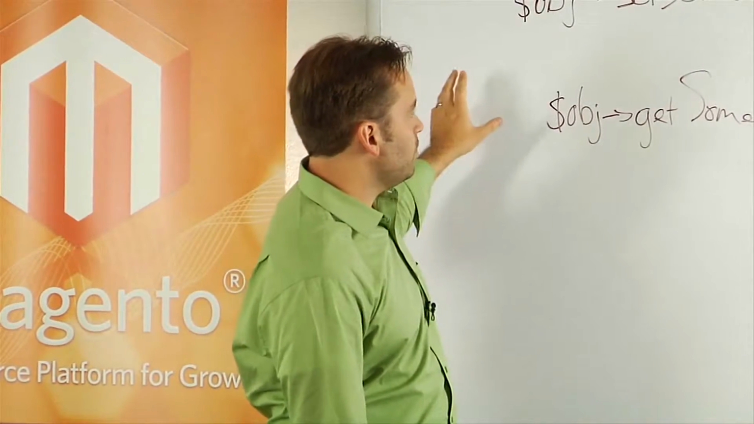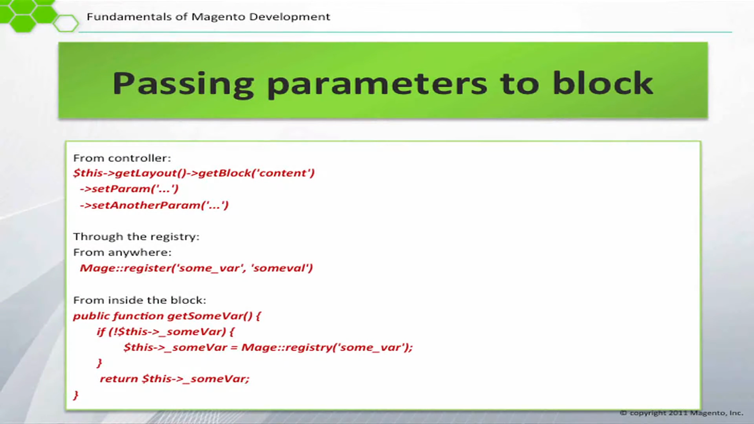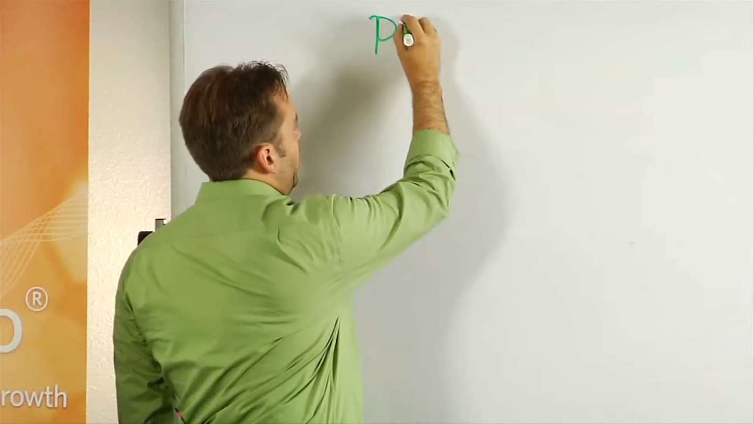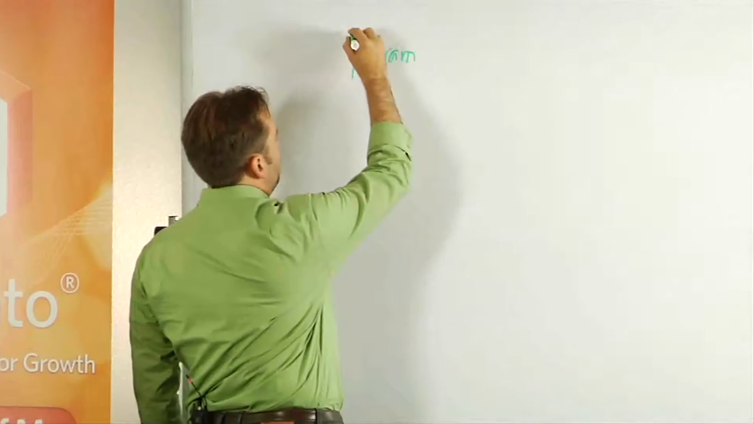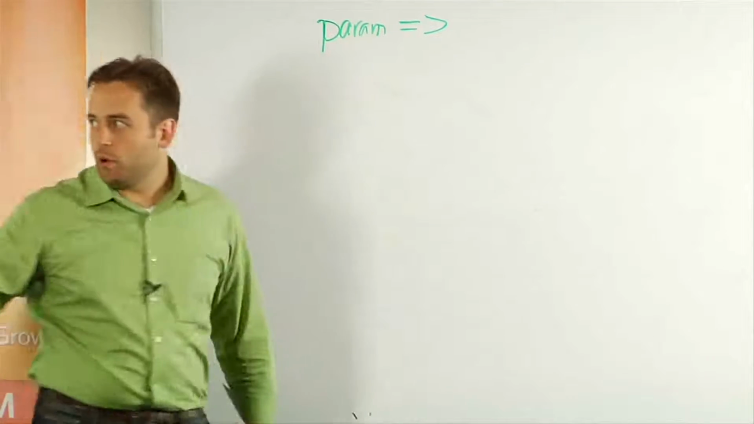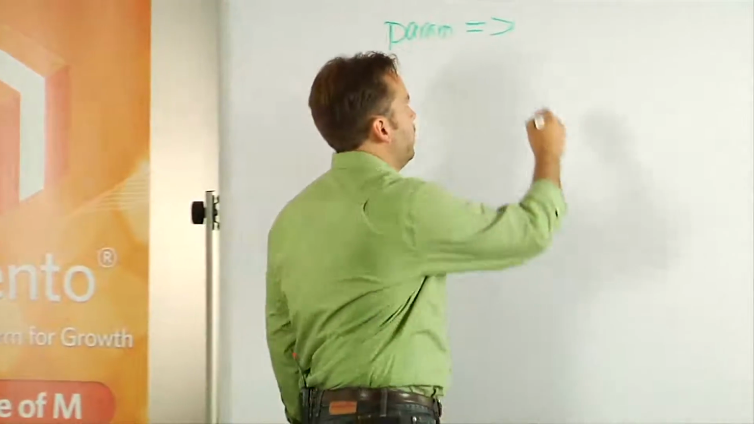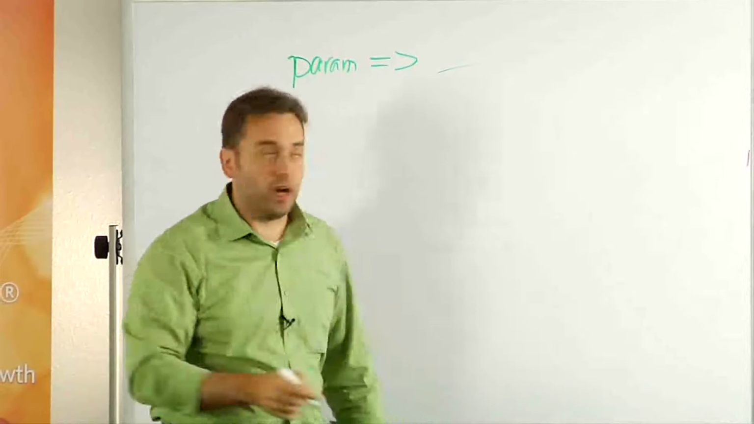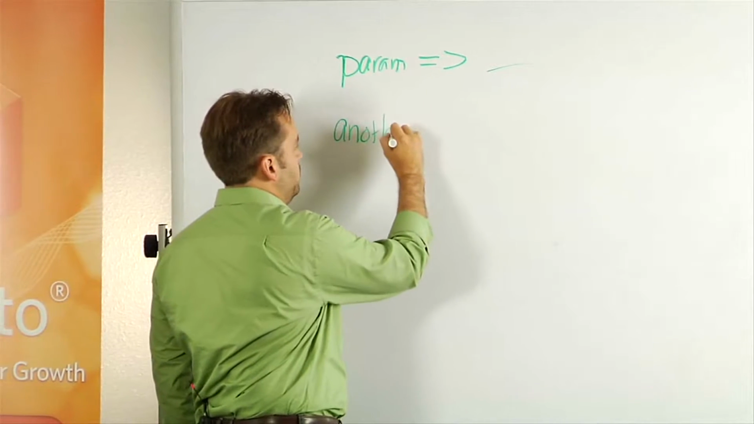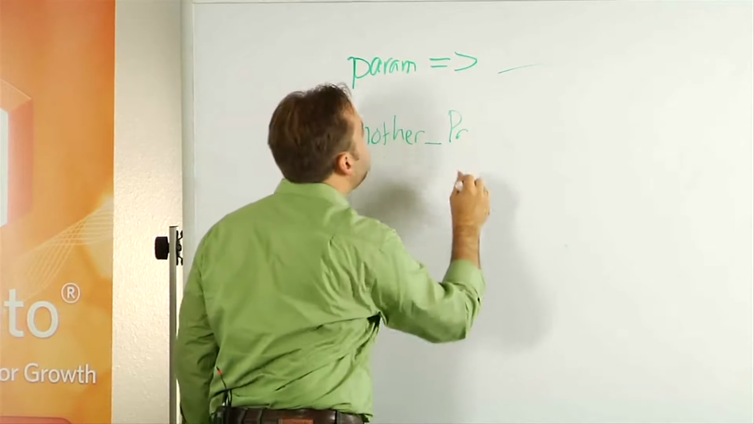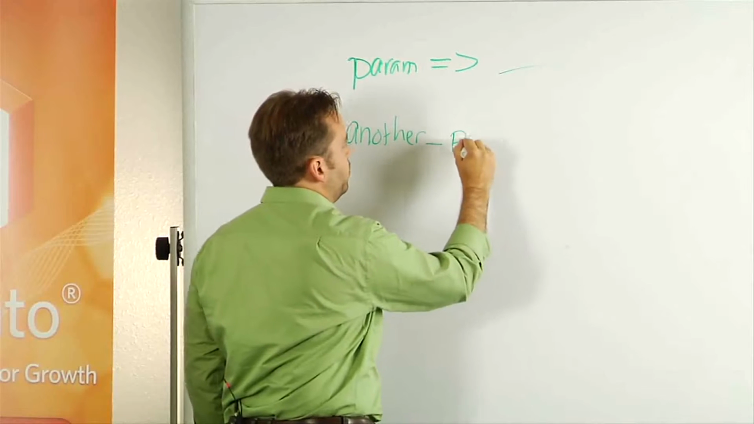So here, when we call set param, internally that would set a key in an array. It would also do some other changes, but internally that would set a key in an array to lowercase p param equals whatever we pass in the function call. And then for the second one, another param, that key would look like this. Another param.